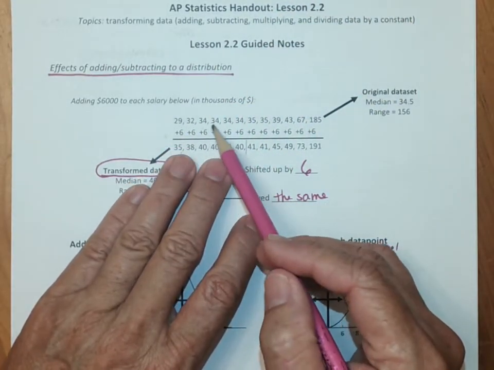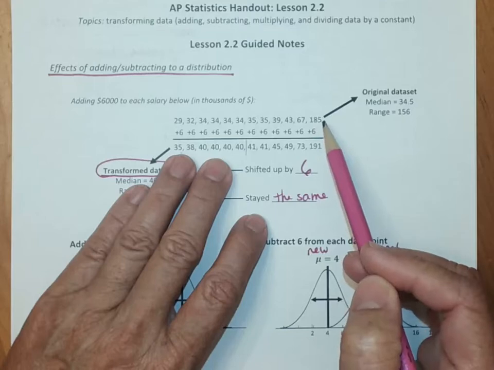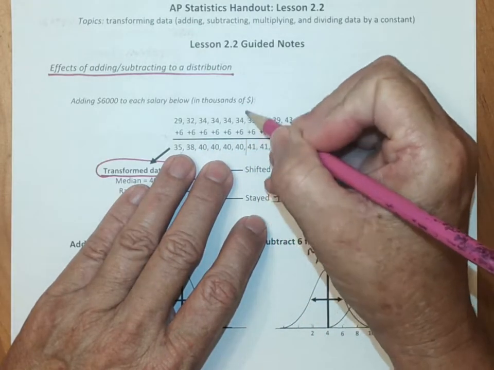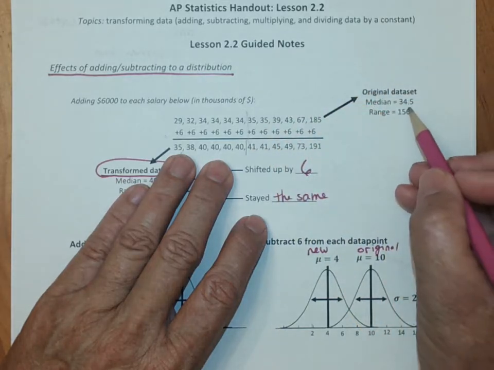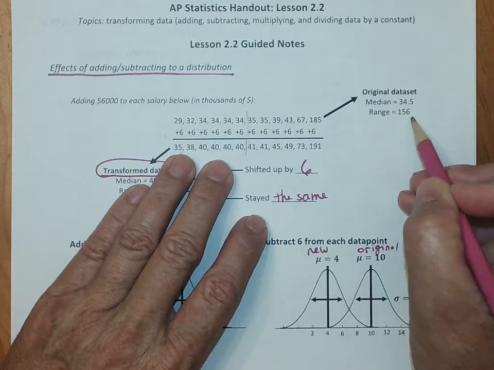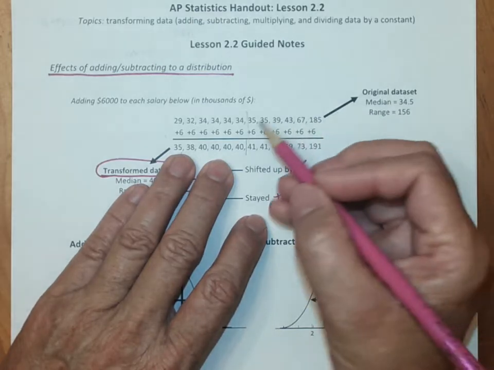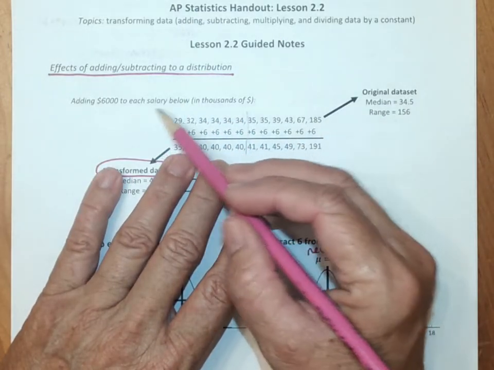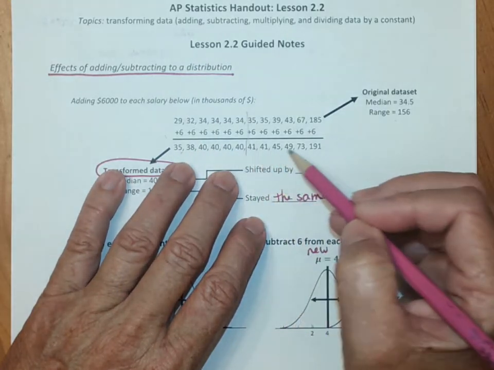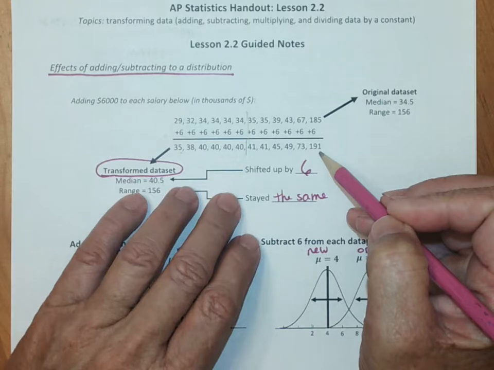Here are the original 12 salaries we looked at about 2 or 3 classes ago. And again, the median was right here in the middle. And our median, if you remember, was 34.5. The range was 156,000. Now, if I wanted to add $6,000 to every salary, here's the new data after we add 6,000 to everyone's salary.